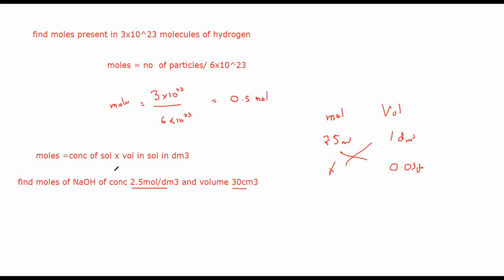This is one way. Or the second one, you can use a formula, concentration multiplied by volume. So concentration is 2.5 multiplied by volume is 30, but that is 30 cm cube. You will divide by 1000 to convert into dm cube. So 2.5 multiplied by 0.03. What's the answer? 0.075.